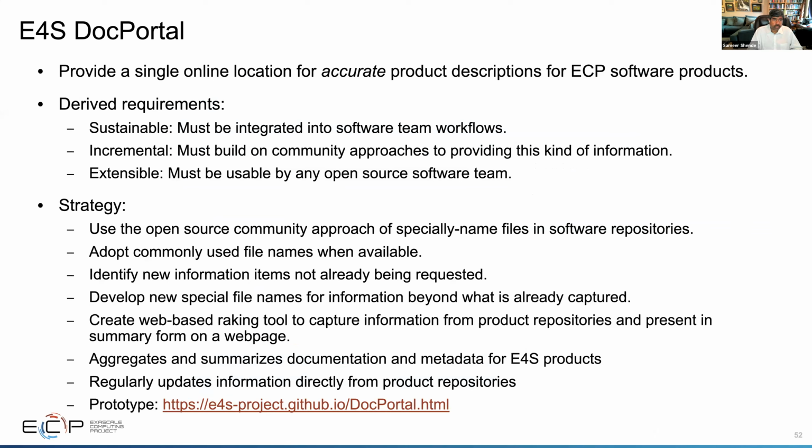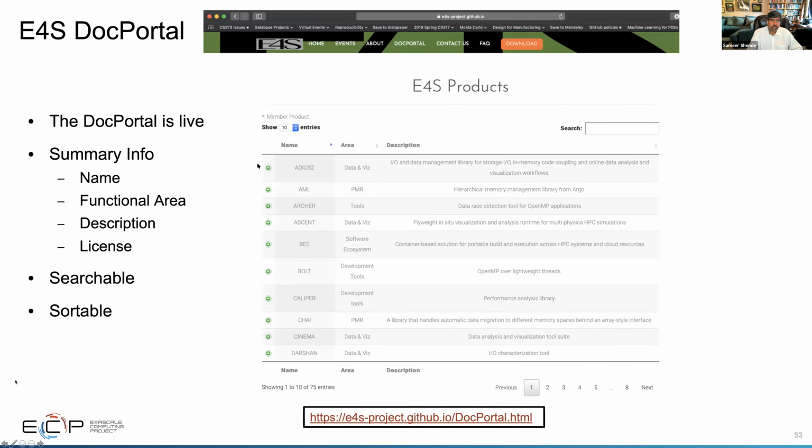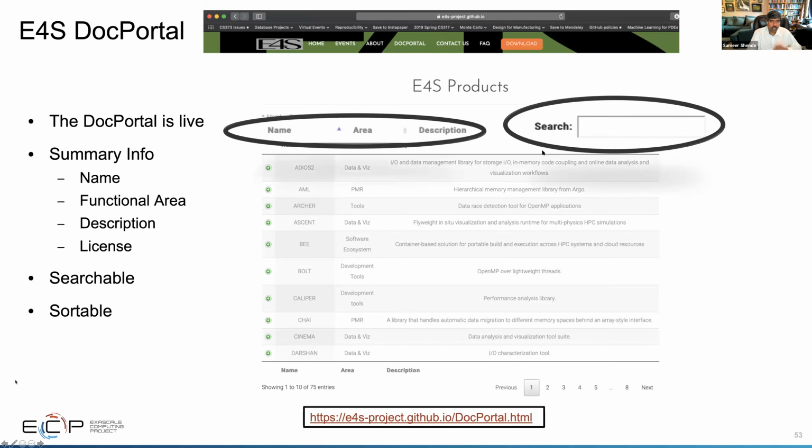And we rake the repos every night and extract the data, capture this data, and then put it in the doc portal. And you can search for different packages. You can expand it to see the name, functional area, the change log, the README files that are all pulled in every night from the product repos from their GitHub sites. And you can search for it. You can look at the area description.